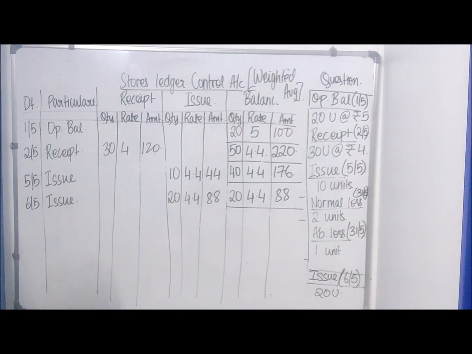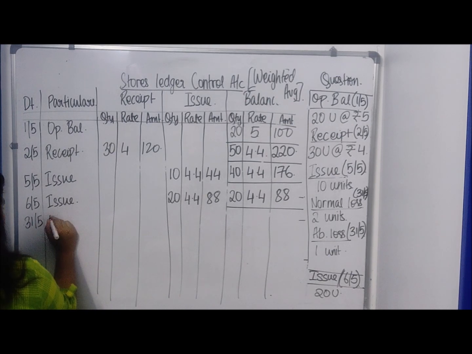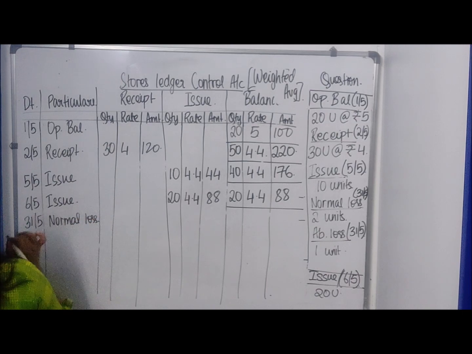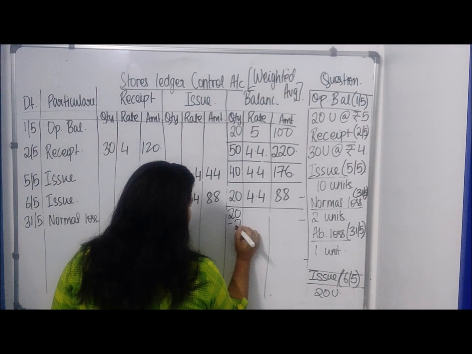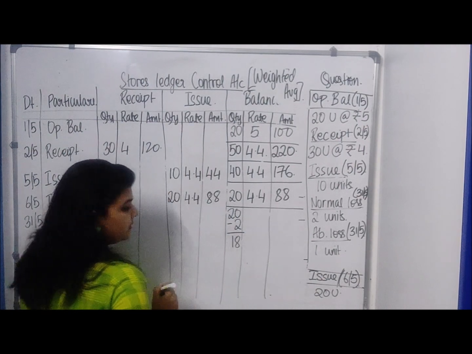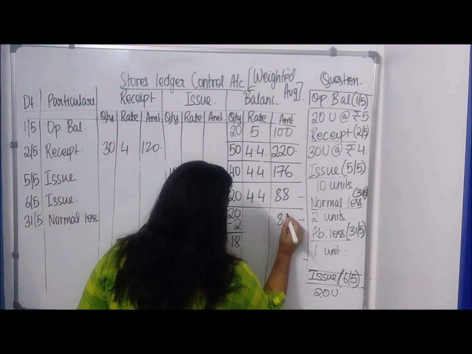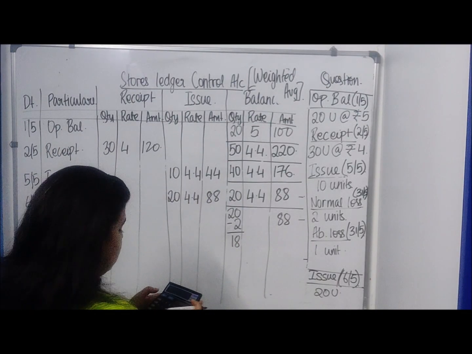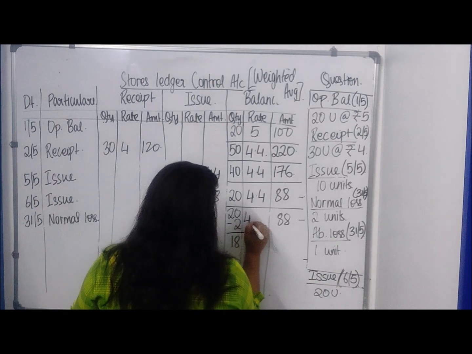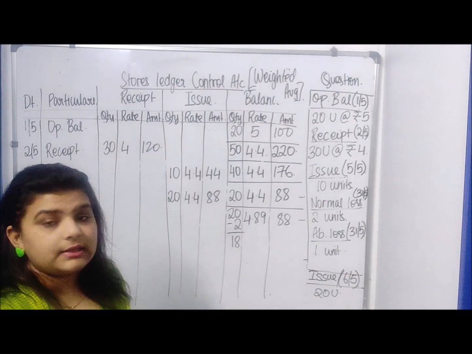Next, normal and abnormal loss. So 31st, I have normal loss. Normal loss of how many units? 2 units. So 20 minus 2, that is 18 units. Normal loss inflates the price, so amount will not change. 88. Amount will not change. So 88 divided by 18, 4.88. The new rate is 4.89.